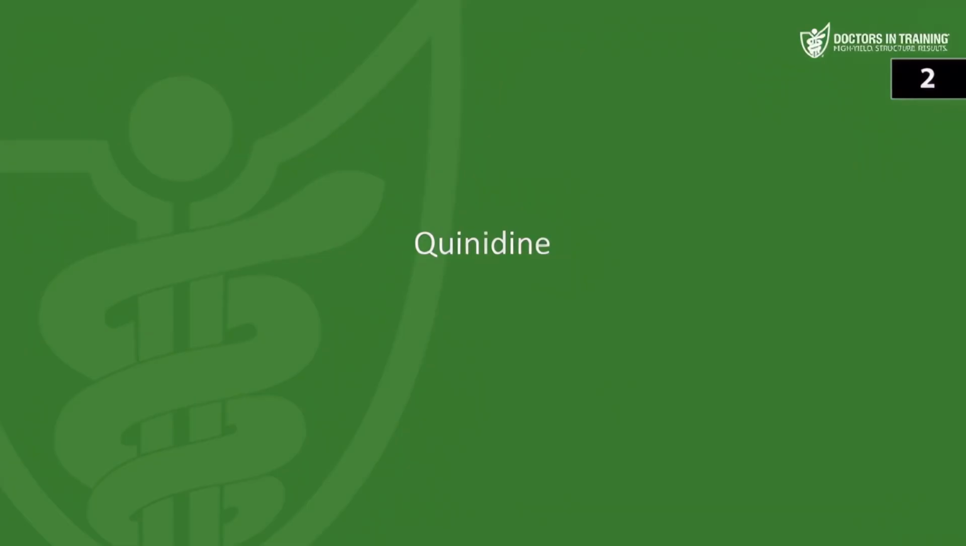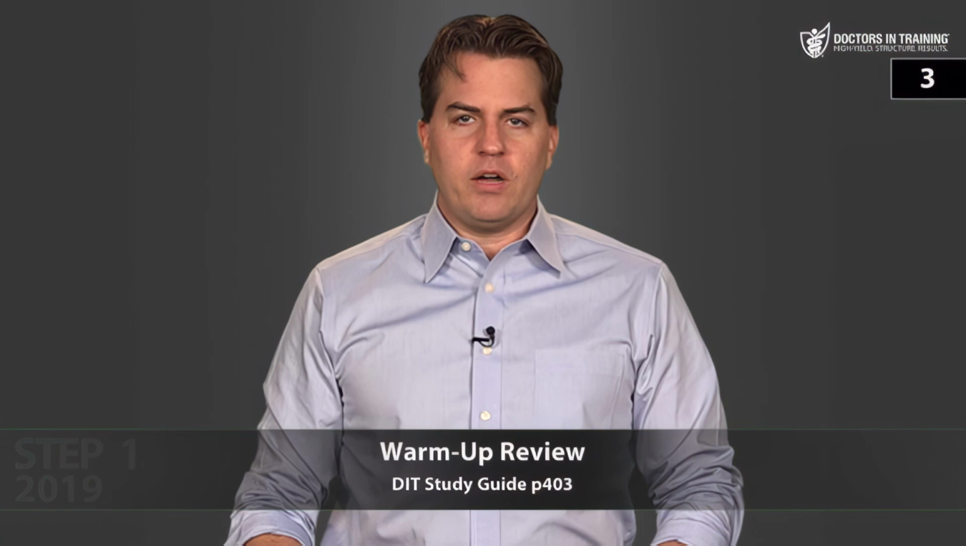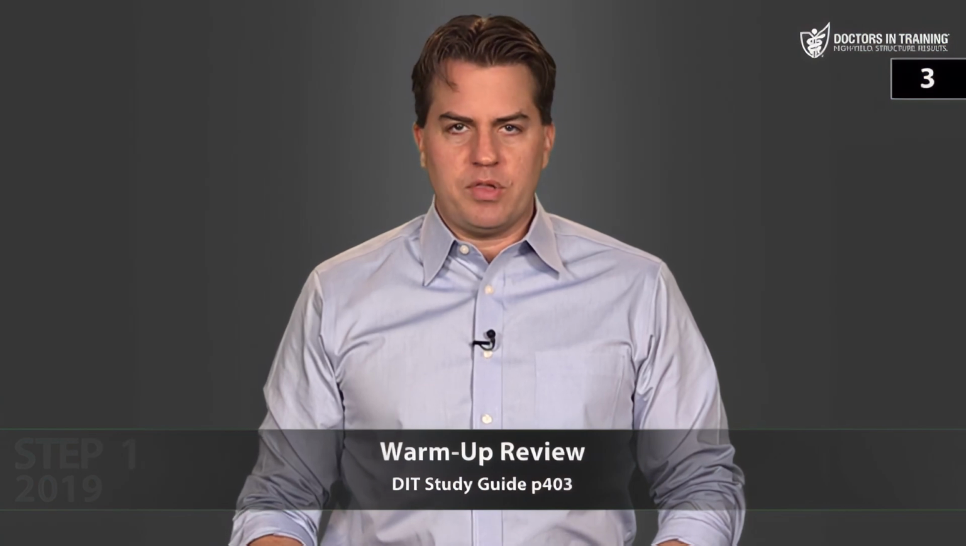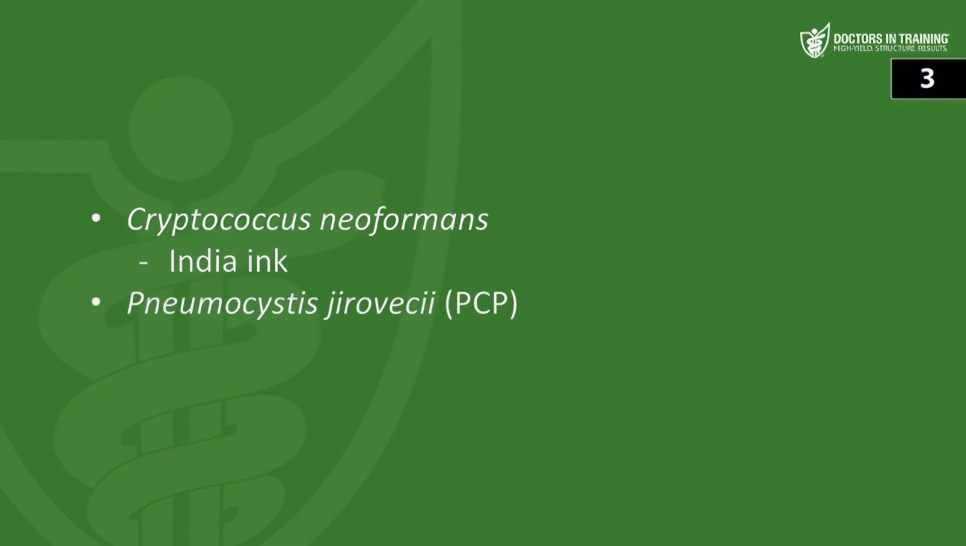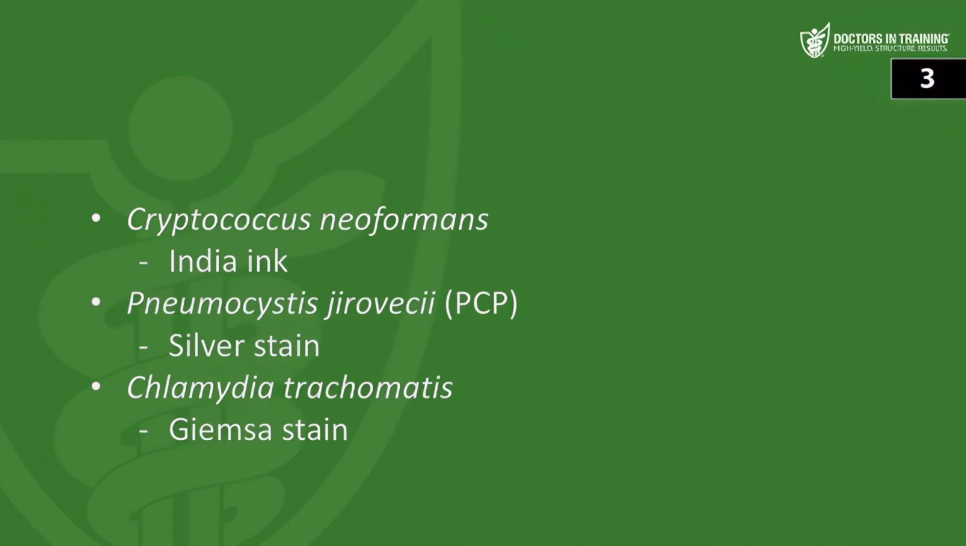Quinidine. And the last question, what stain is required for each of the following organisms or substances? For Cryptococcus, use India ink. For PCP, you use silver stain. And for chlamydia, you use Giemsa stain. Now let's move on to the lecture.